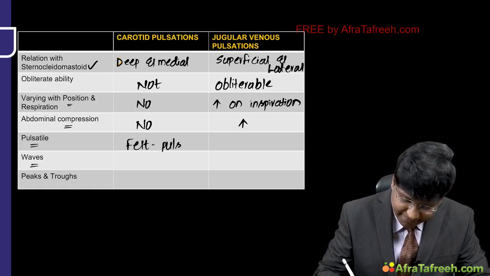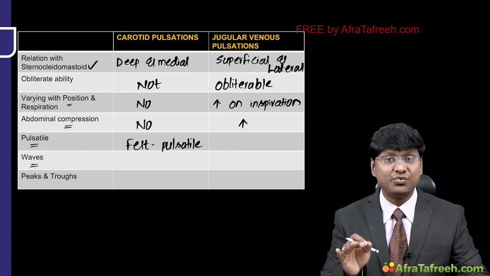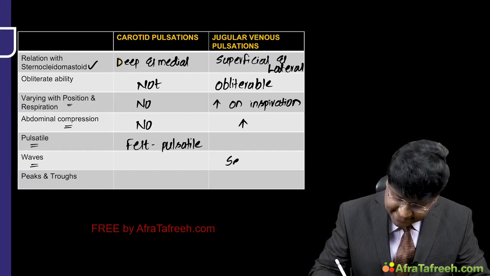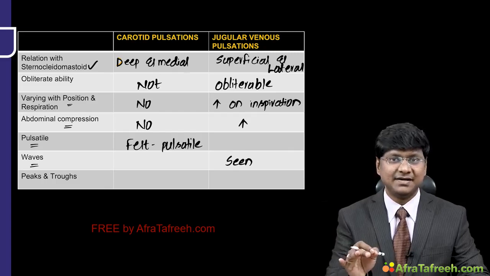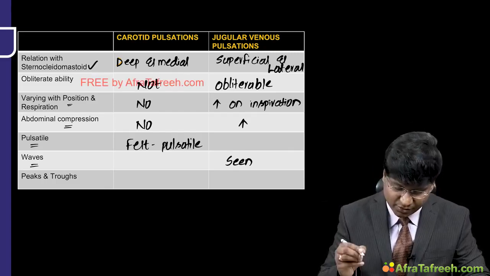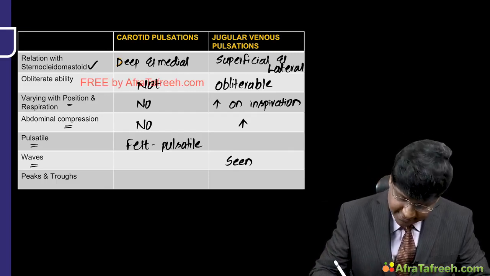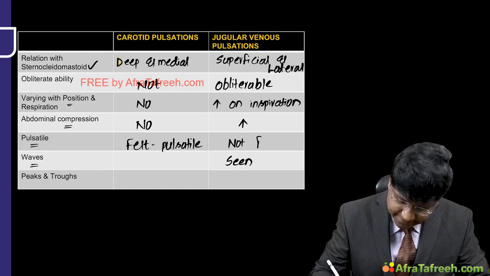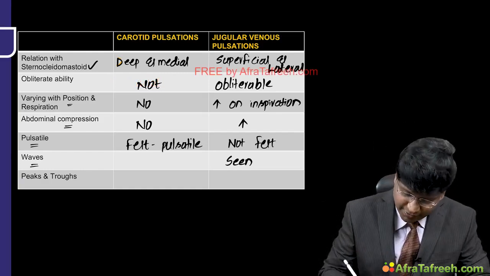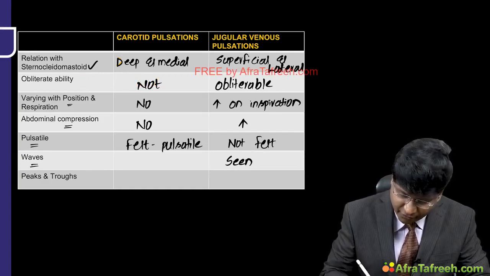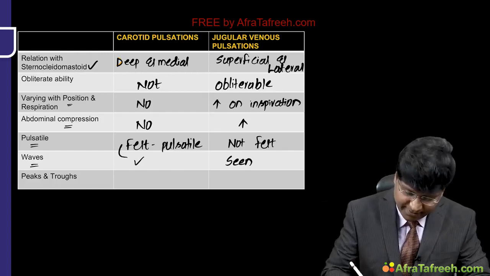So please remember, the carotid pulsations are felt because they are pulsatile, right? Whereas jugular venous waveforms are seen. These jugular venous waveforms cannot be felt. And in a similar way, the carotid pulsations do not have this particular waveform. They are only felt. They are only pulsatile.